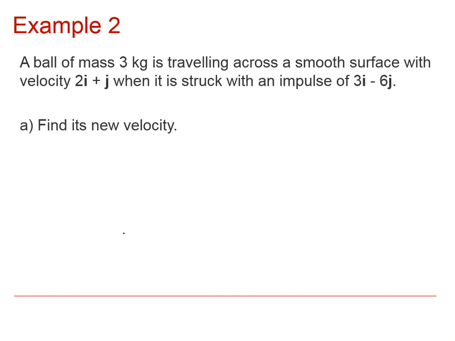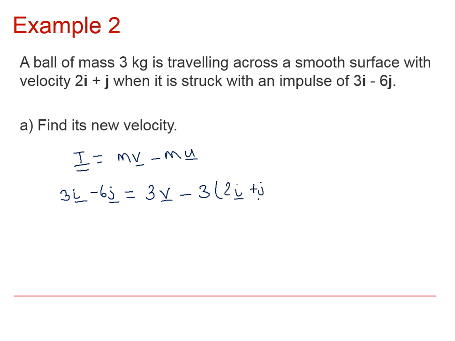Okay, so we're going to move on and look at a second example now. We've got a ball of mass 3 kilograms travelling across a smooth surface. It's got initial velocity 2i plus j, and then it gets struck with an impulse of 3i minus 6j. So again, let's write down our impulse formula: mass times the final velocity minus mass times the initial velocity, the change in momentum. So we have 3i minus 6j, and that is equal to 3 times the final velocity minus 3 times the initial velocity, 2i plus j.